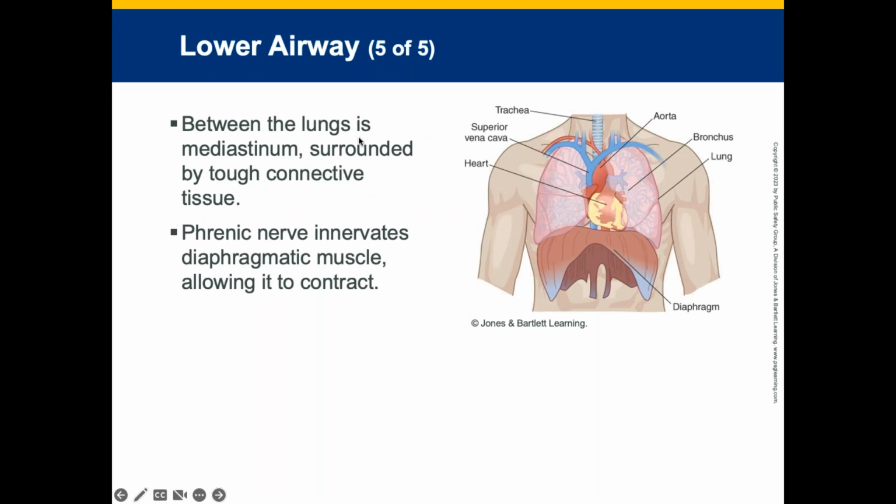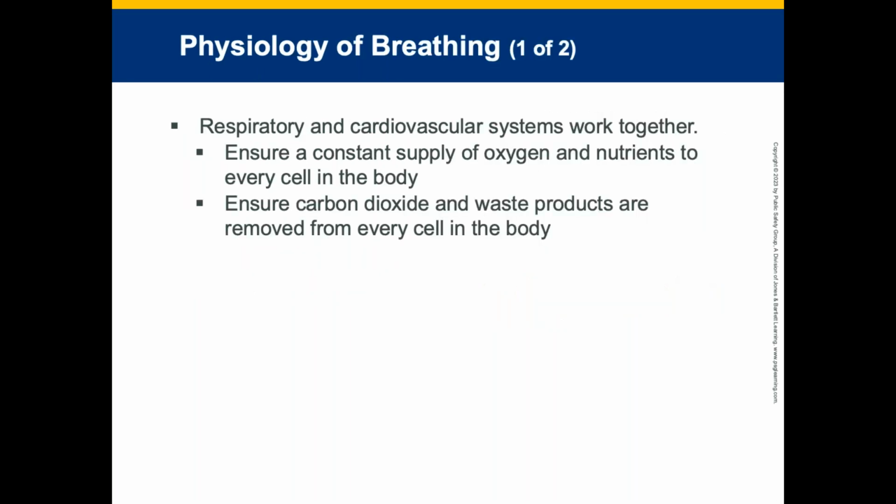All right. Between the lung space is the mediastinum, which is surrounded by a tough connective tissue. This contains the heart, the great vessels, the esophagus, and the trachea, along with the major bronchi and many nerves. The phrenic nerve innervates the diaphragmatic muscle, allowing it to contract. The respiratory and cardiovascular systems work together. They ensure the constant supply of oxygen and nutrients to every cell within the body, and that the carbon dioxide and waste products are removed from every cell in the body, right?